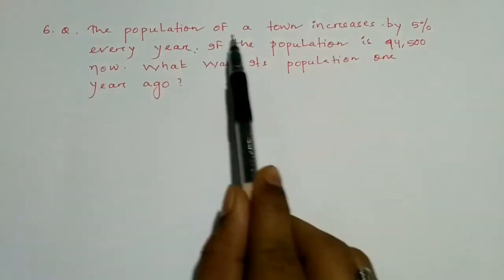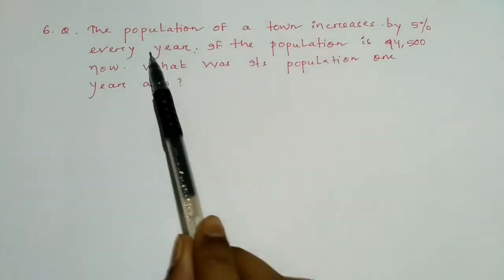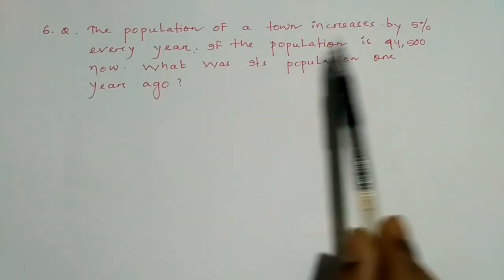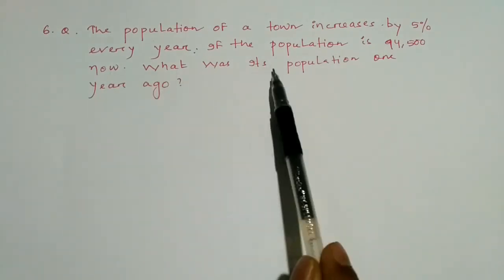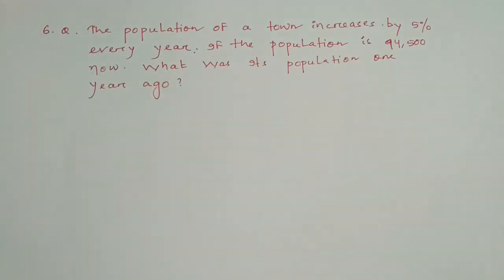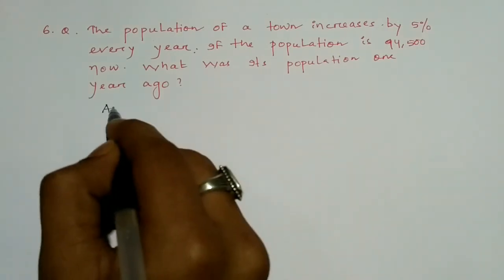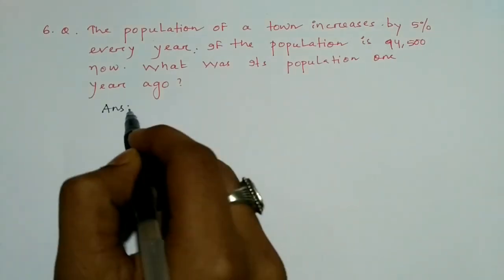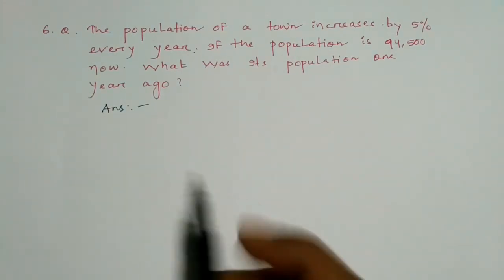The population of a town increases by 5% every year. If the population is 94,500 now, what was its population 1 year ago? This question can be solved within 2 lines. How? Let me show you how.